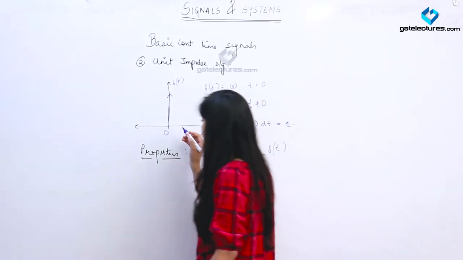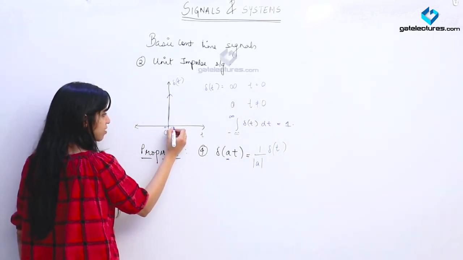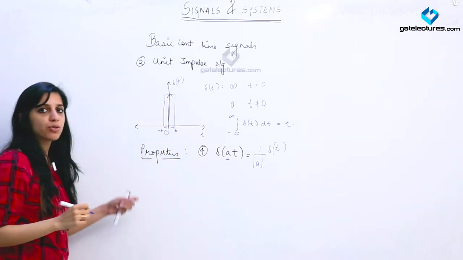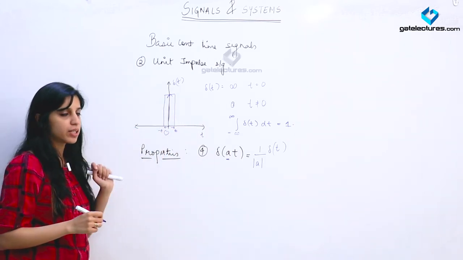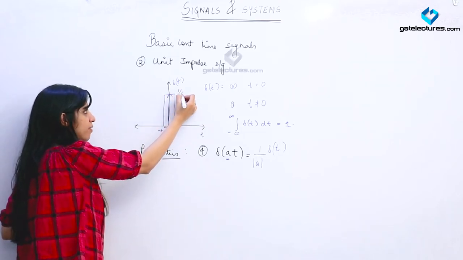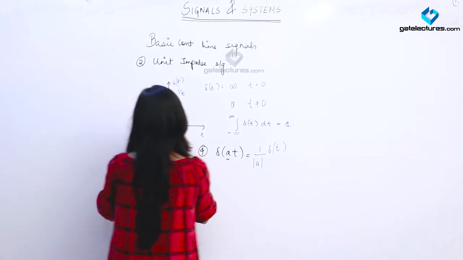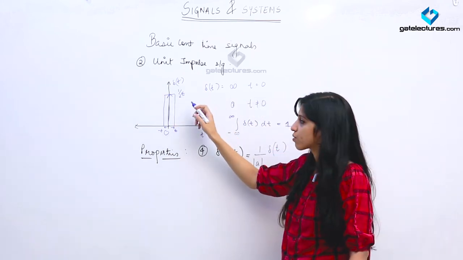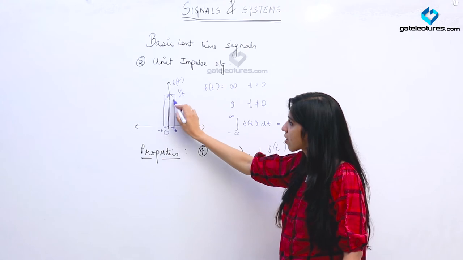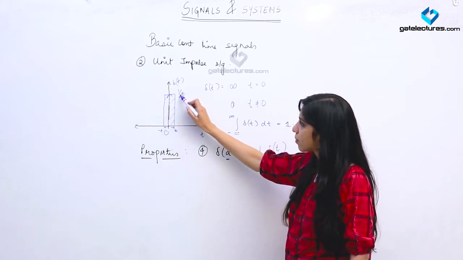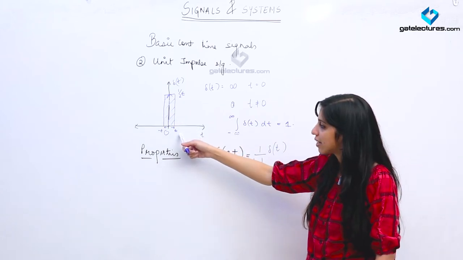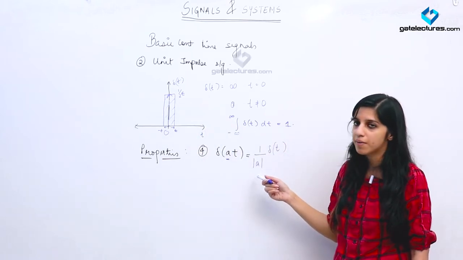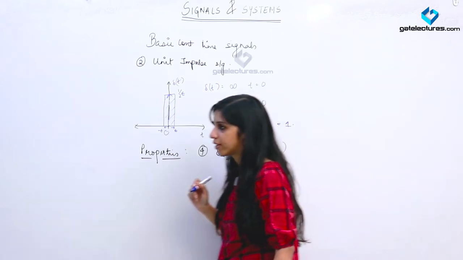Suppose I expand this function to run from minus epsilon to epsilon. For the area of this function to remain unity, the height of this rectangle has to be 1 by 2 epsilon. Only then is the area under this curve going to be unity. So whenever you are scaling in time, this 1 by epsilon is going to come in the denominator here. This is a property that the impulse function follows.